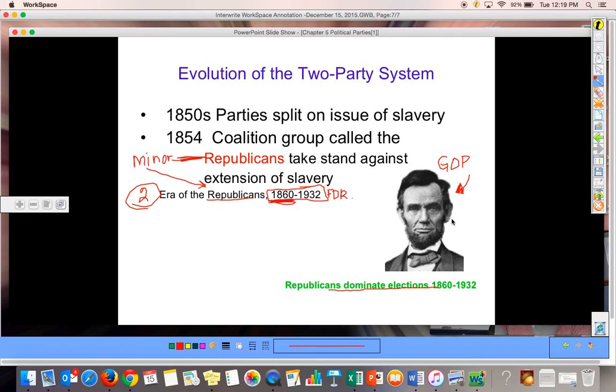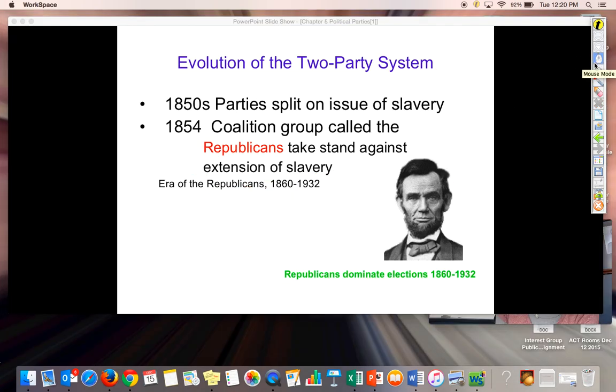So I just want you to know that the Democrats are the older party. Even though it went through changes, the Democratic Party can be traced back to Thomas Jefferson, and the Republicans can be traced back to Abraham Lincoln. So ever since 1860, this becomes the dominant party system. We have a two-party system, and it will be consistently the Democrats or the Republicans from this point on to present day.